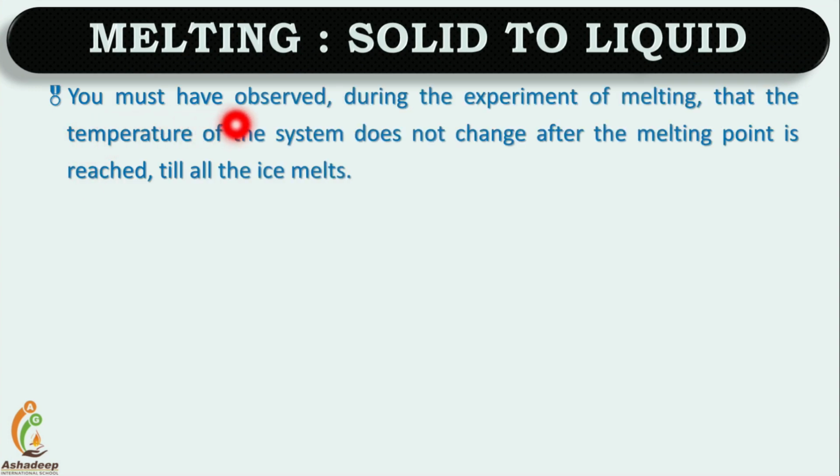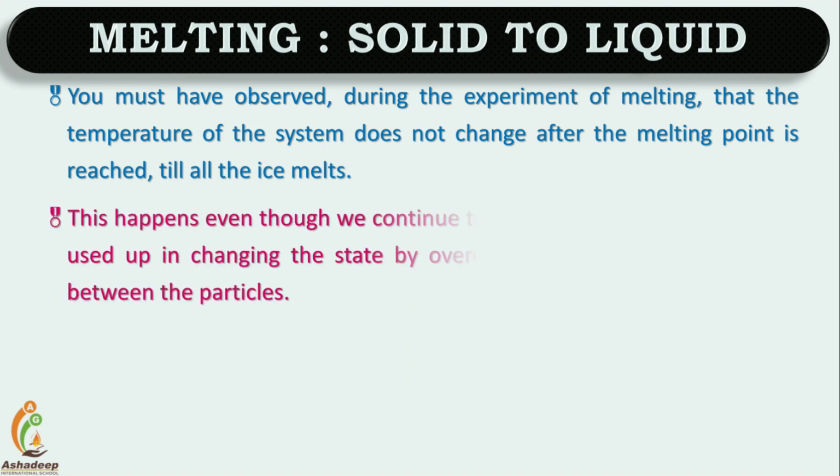You must have observed during the experiment of melting that the temperature of the system does not change after the melting point is reached, till all the ice melts. Now, when you are doing this activity, while you are observing the temperature on the thermometer, you will not find any change in the temperature while the ice is getting converted to water. Once all the ice gets converted to water, you will find the increase in the temperature of water. But till all the ice gets converted to water, the temperature will remain the same.